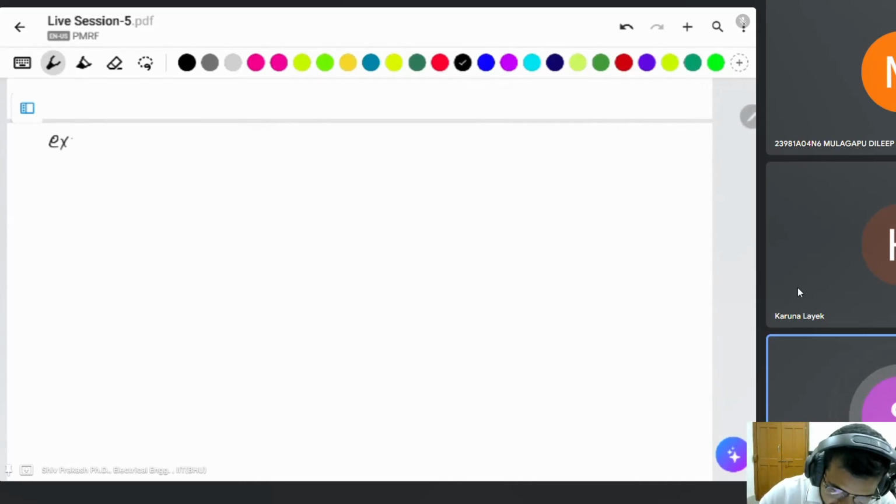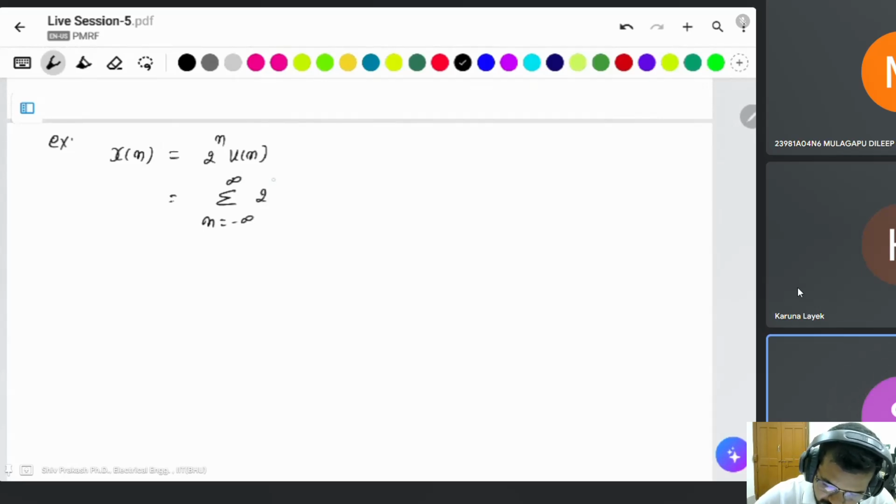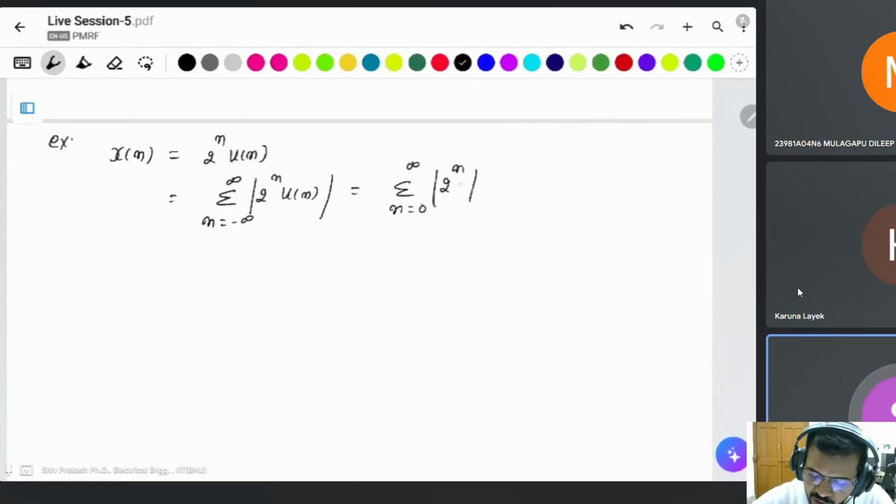Suppose for example x[n] is equal to 2 power n u[n]. We want to find summation n equal to minus infinity to infinity of the magnitude of 2 power n u[n]. Then what happens? u[n] is there, so the summation will be from n equal to 0 to infinity of 2 power n. The sum of this one will be infinity, because 2 power infinity is infinity. Then what can you do?